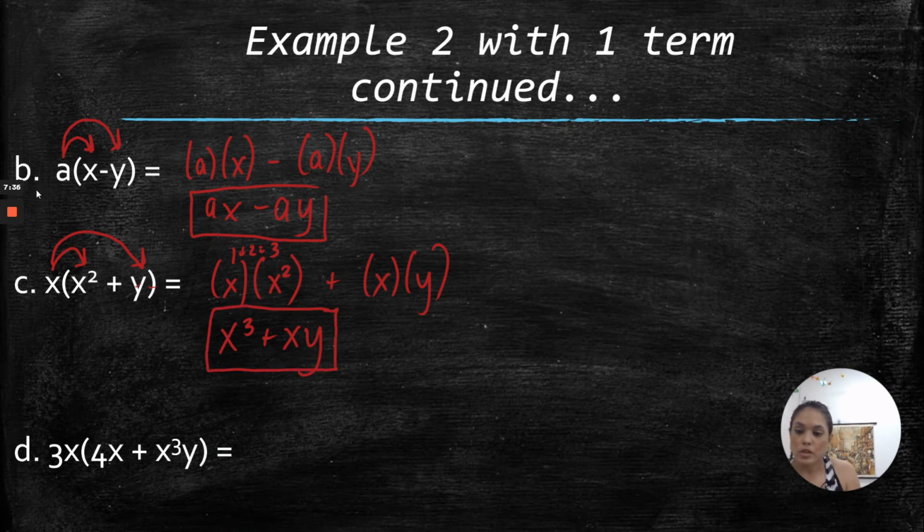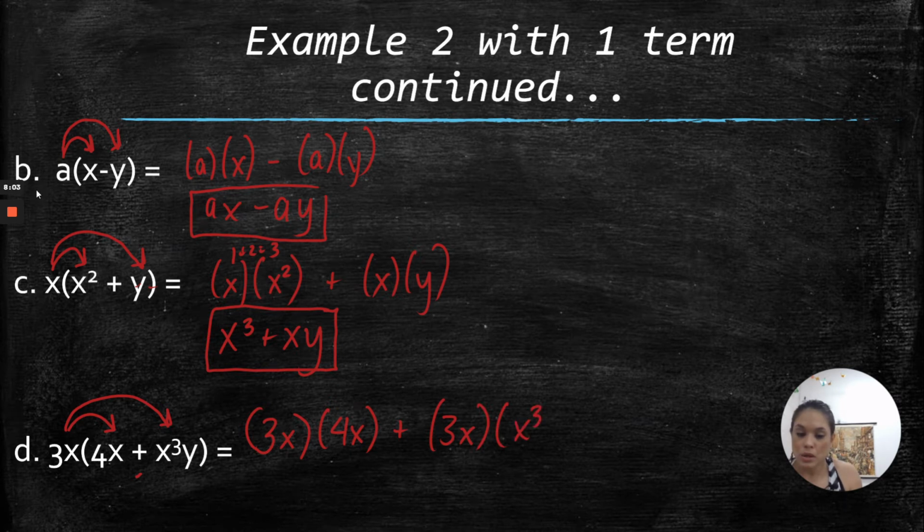Okay, now let's distribute this 3x to what's in parentheses here. 3x times, in parentheses, 4x plus x cubed times y. So 3x times 4x plus 3x times x cubed times y. So this is 12. Remember, my bases are the same, so I'm going to add my exponents.